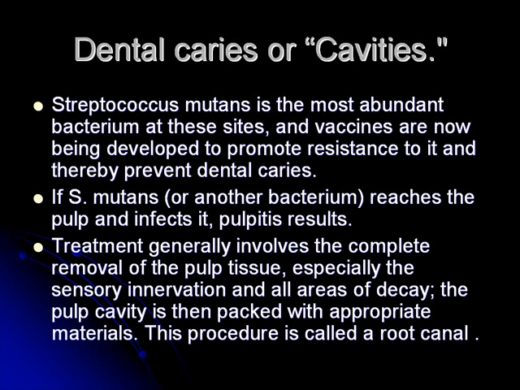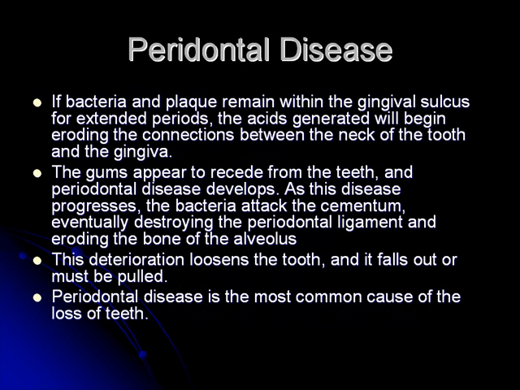There are organisms that specifically attack these sites. Streptococcus mutans is the most abundant bacteria at these sites. There is a vaccine that's now being developed to promote resistance to it, and thereby prevent dental caries. If Streptococcus mutans, or another bacterium, reaches the pulp and infects it, pulpitis will result. Treatment generally involves the complete removal of the pulp tissue, usually the sensory innervation and all areas of decay. The pulp cavity is then packed with the appropriate material, a procedure typically referred to as a root canal.